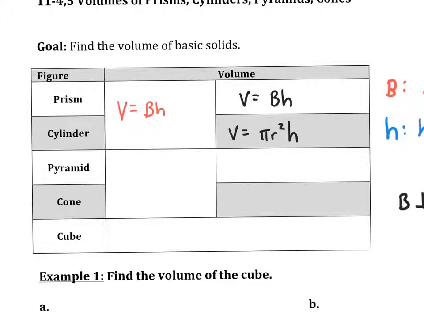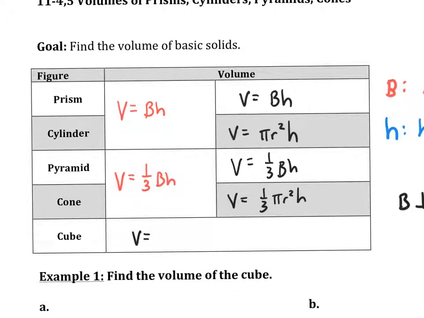A very intriguing thing about pyramids and cones is that the volume is exactly a third of the corresponding prism or cylinder. So the volume here, again, is just 1/3 of BH. And here, specifically, I can say it's going to be 1/3 pi r squared H. And the easiest one is the cube, and the volume is just the side. My apologies, the S, that's not a 5. S cubed, and S is equal to a side length.